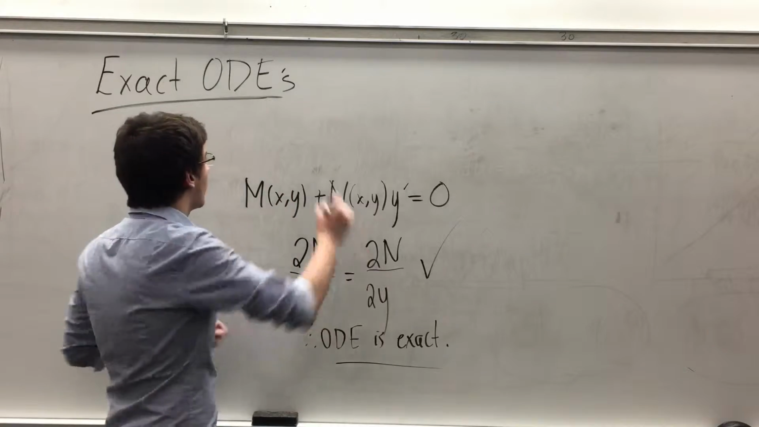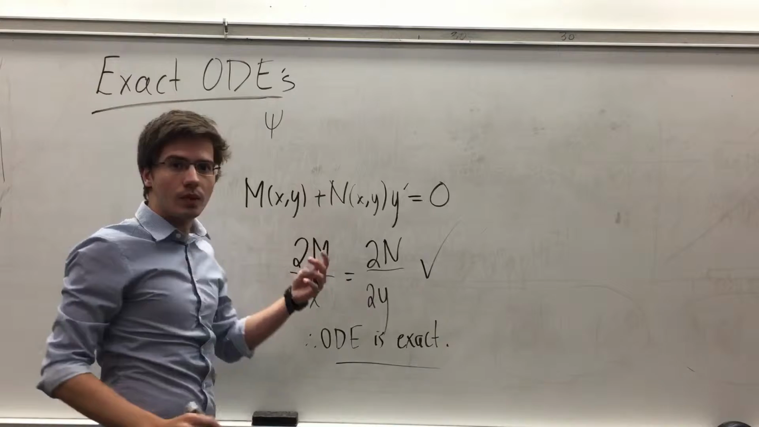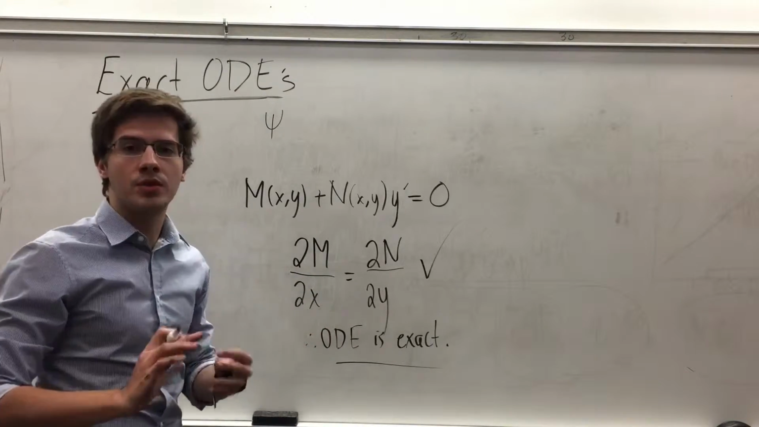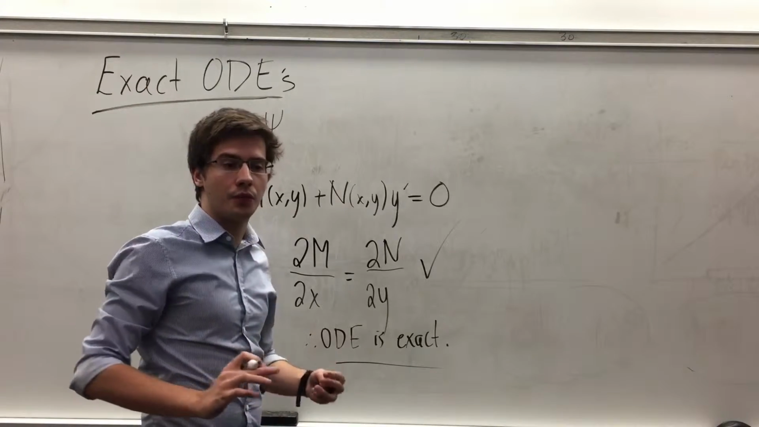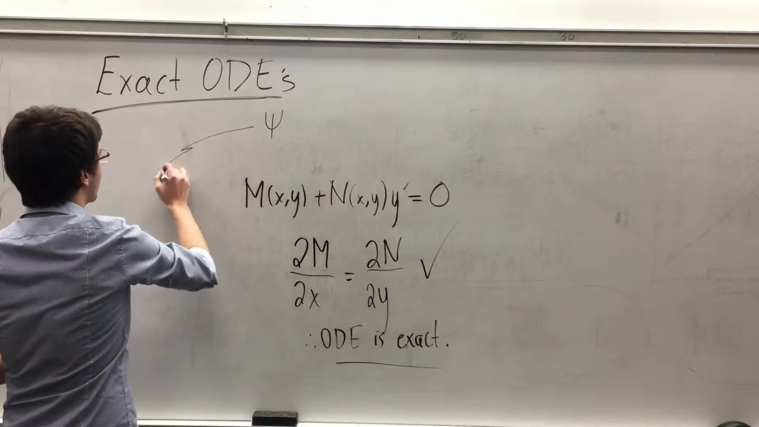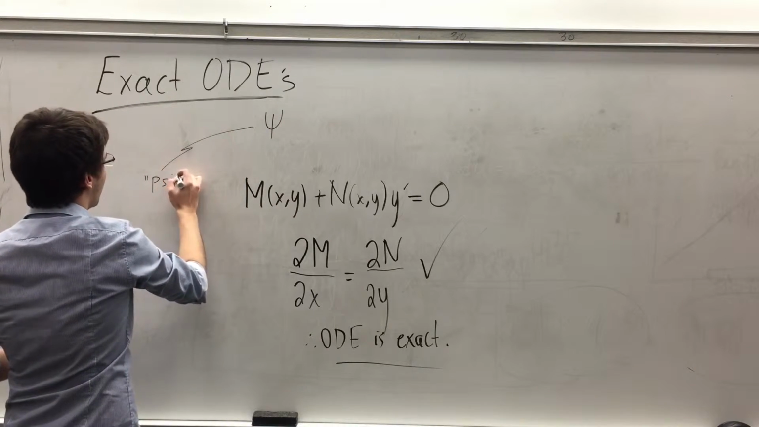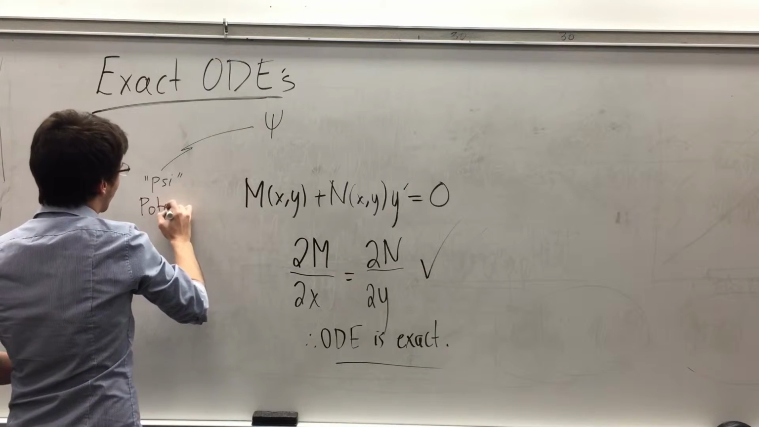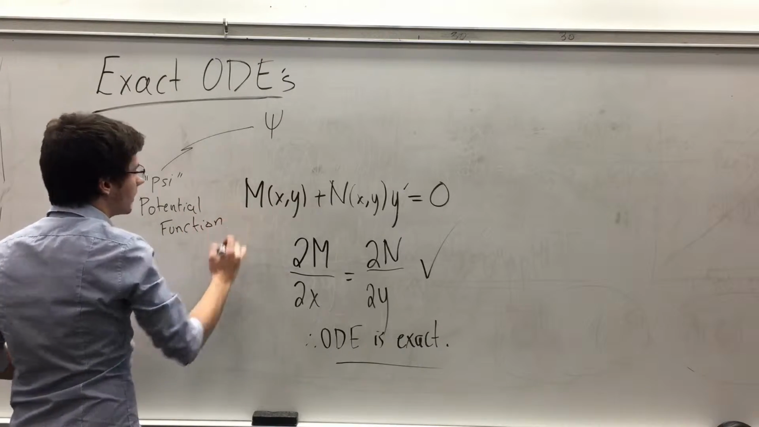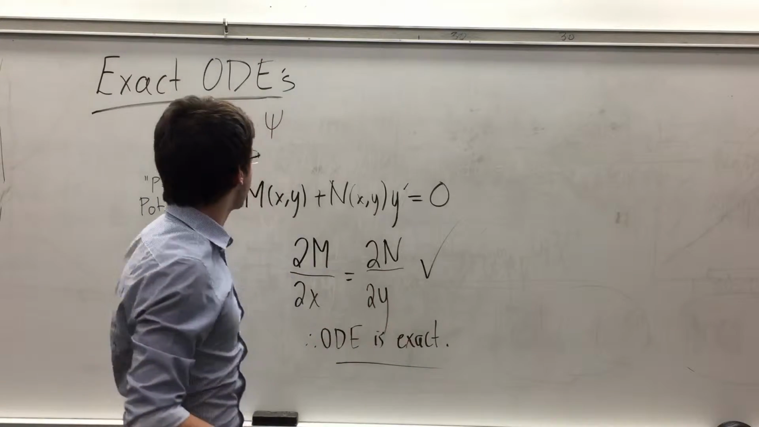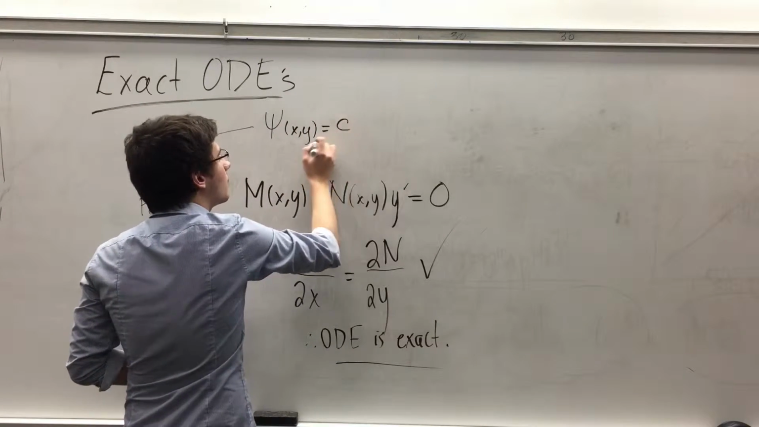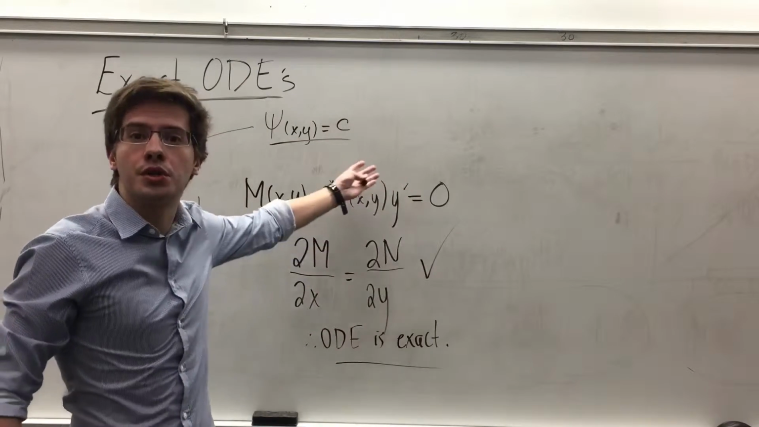So I'm going to define a function called psi, and it's going to be the potential function. This concept's a little bit abstract now, but it's going to become very straightforward when we start doing the examples. So this is the Greek letter psi, and this is called our potential function. And the nice thing about exact ODEs is that the potential function in terms of x and y is equal to a constant, and that's going to be our solution to our ODE.